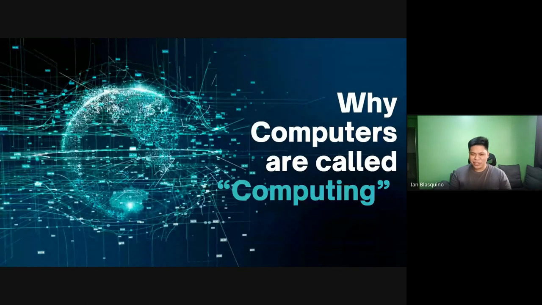Well, thank you for your answers. All of your answers are correct. Tama lahat yun, but lahat yun is more on the modern functions ng computers na meron tayo. But the main reason why computers are called computing is because initially, nung dinevelop ang first computer, its first primary function is to perform computations or mathematical calculations. Yung computer na meron tayo ngayon is sobrang laki ng difference sa initial computer that started.